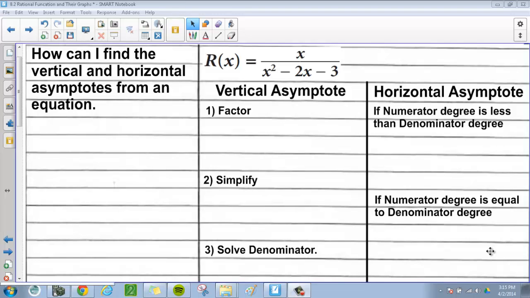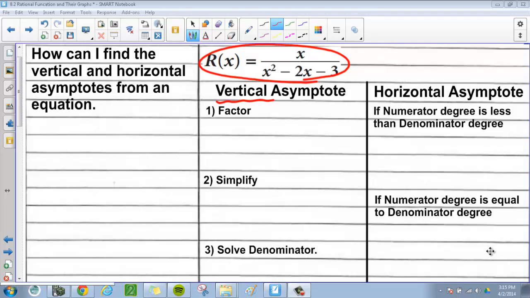Okay, now let's find the vertical and horizontal asymptotes from a rational function. Here's a rational function here. We want to find the vertical and horizontal asymptotes. Let's start by finding the vertical asymptotes. And I got a nice little list here of how to do it.